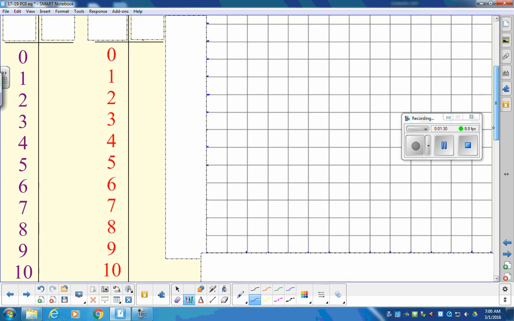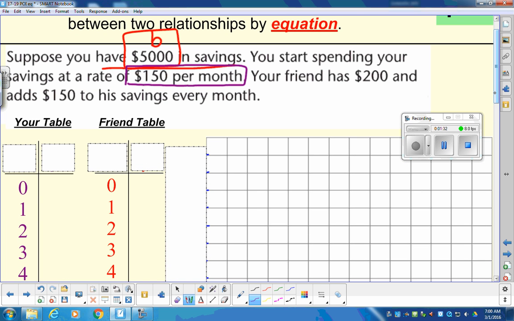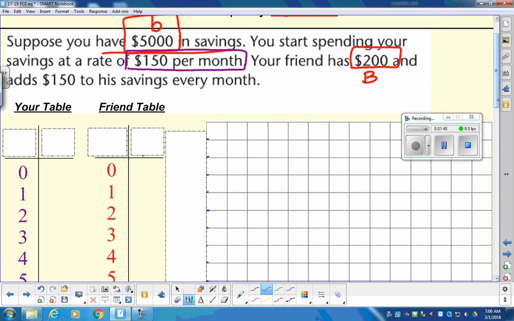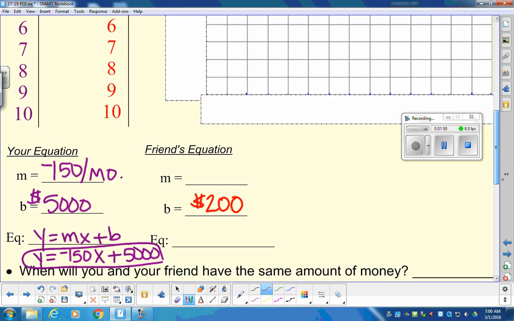If we go back up to the problem, it says that your friend has $200. That's your friend's beginning amount, your B. So friend has $200 at the beginning. All right, guys, so then what about the slope? The friend is actually adding money to the savings account each month. So that's an increase of $150 per month to the savings. So friend adds $150 per month.